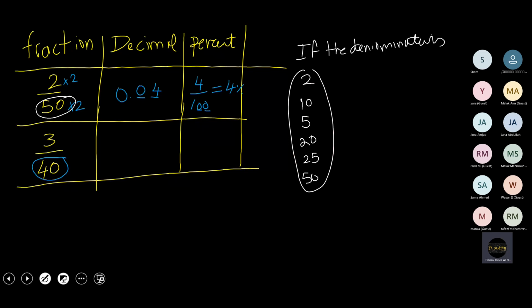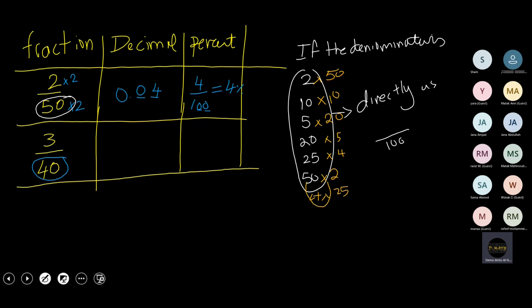If the denominator is one of these factors, you can rewrite it directly as over 100. How? By multiplying 2 by 50, 50 by 2, 10 by 10, 5 by 20, 20 by 5, 25 by 4, and 4 by 25. So if the denominator is one of these numbers, 2, 4, 5, 10, 20, 25, 50, we can directly write it as a fraction per 100, or a percent.